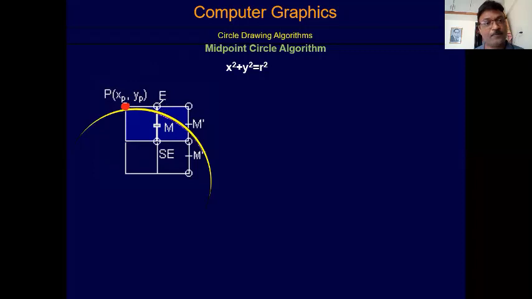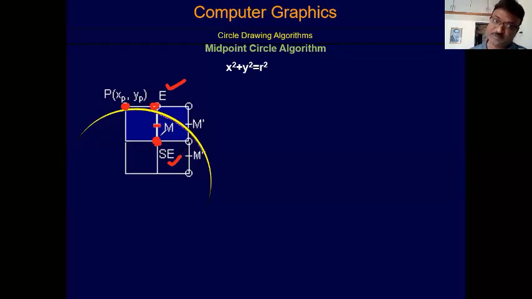Now suppose this is on the circle. So what are my upcoming points? This is the E point, okay, and the SE point. Here I have used the variables SE and E. You may consider any one. Now this is the midpoint. From this midpoint I have to decide which pixel to select, either the E pixel or the SE pixel. This midpoint is going to decide. But how are they going to decide it?